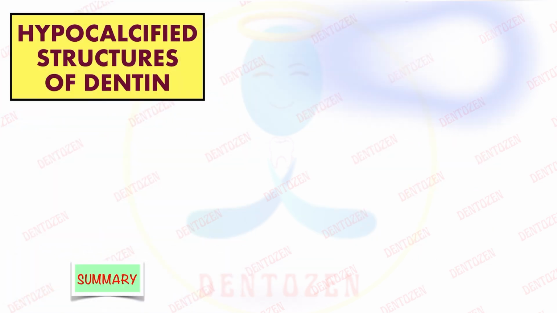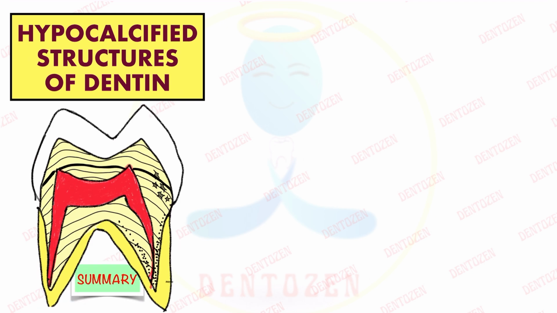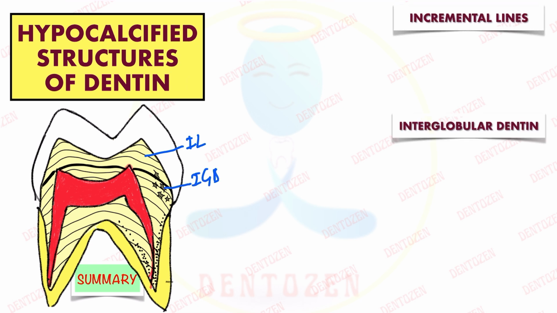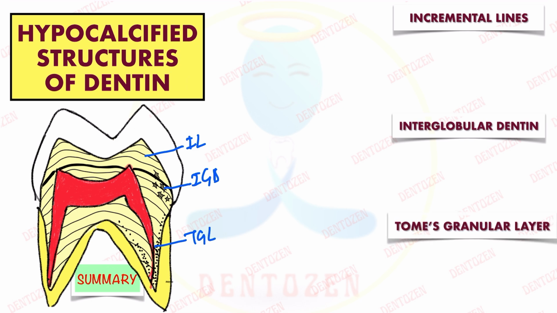Now we come to the summary of these hypercalcified structures of dentin. So you can remember them by using this diagram. So first is the incremental lines, second is the interglobular dentin, and the third one is the Tom's granular layer. So all these structures can also be described in the normal histology of dentin. We discussed the histology of dentin where we discussed the intertubular dentin, intratubular dentin, predentin. So along with that we can also write about these three structures. Also they can come as hypocalcified structures of dentin.